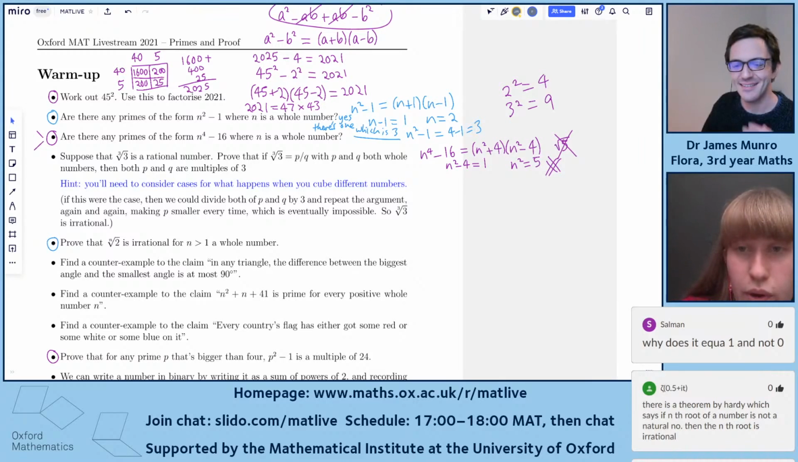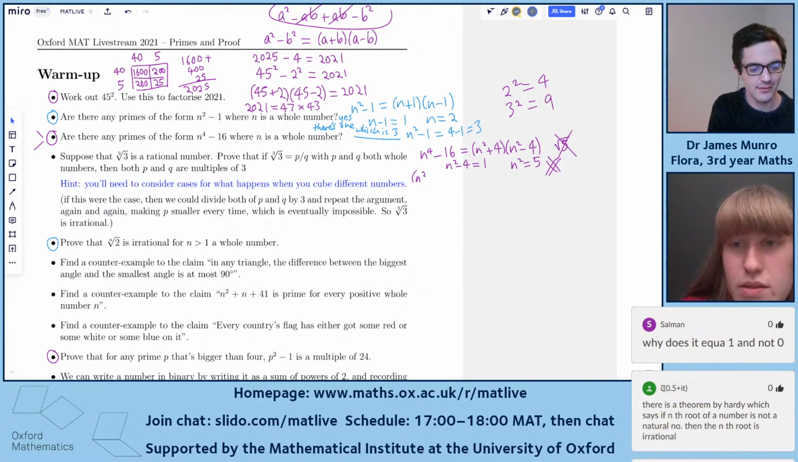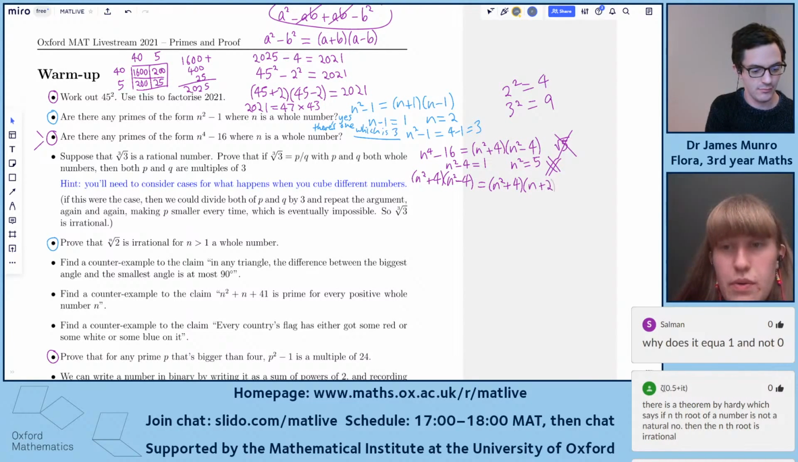And then a slightly different way to do it, the other thing I thought of was, well, when you have n squared plus 4 times n squared minus 4, you could use difference of two squares again, and then you'd have n squared plus 4 leaving it as it is, but the second one you could have n plus 2, n minus 2, because 4 is also a square number.